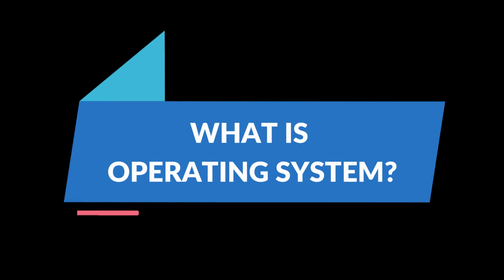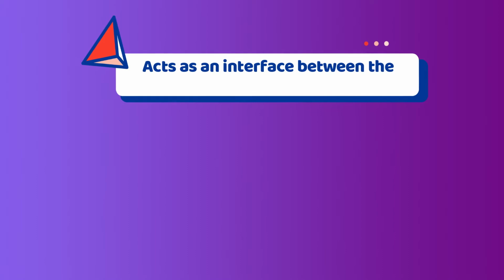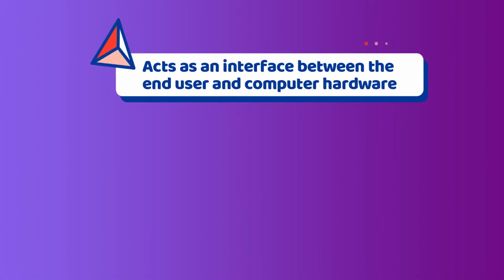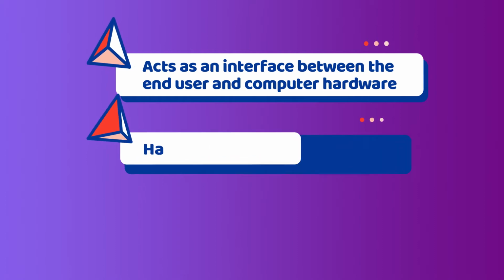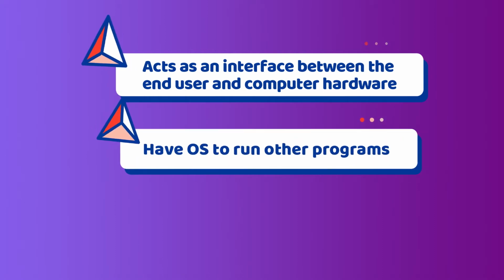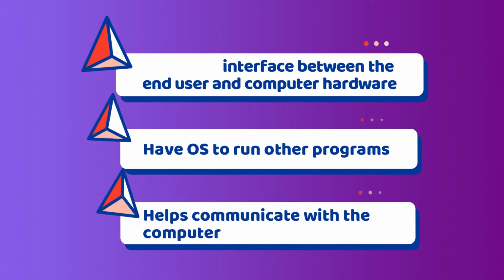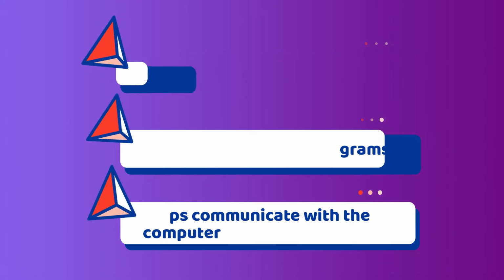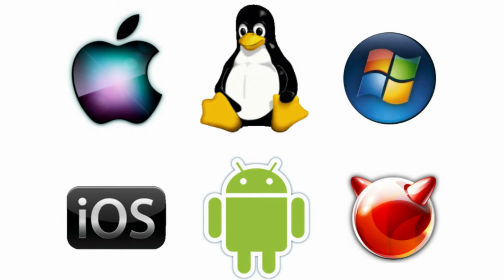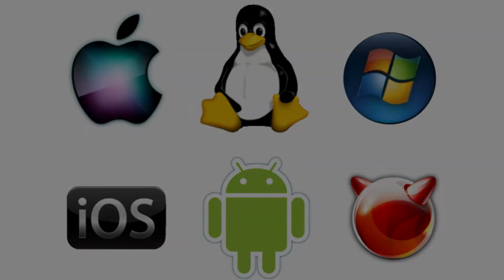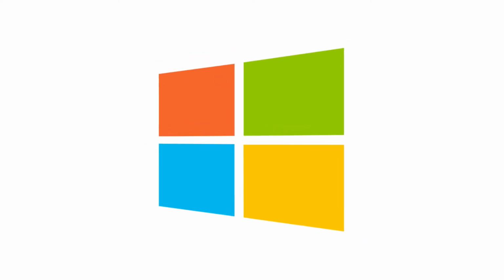So let's start with the introduction. What is an operating system? An operating system, or OS, is software which acts as an interface between the end user and the computer hardware. Every computer has at least one OS to run other programs. The OS helps you to communicate with the computer without knowing how to speak the computer's language. The most common operating systems used are Microsoft Windows, Apple Mac OS, Linux, Android, and Apple's iOS. But the most famous operating system used by users is Windows.